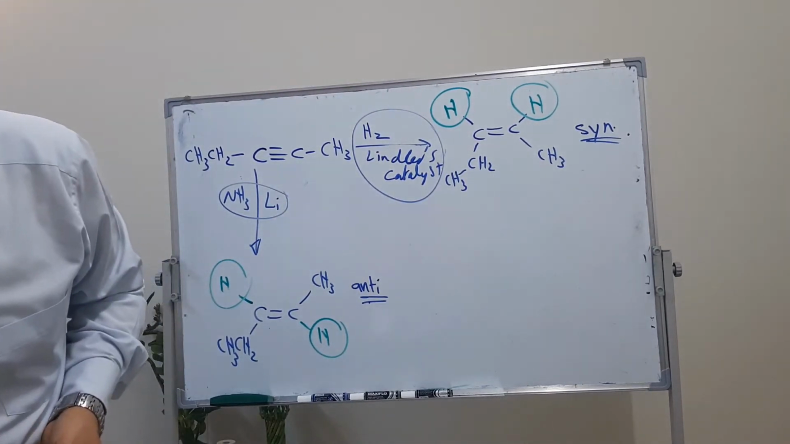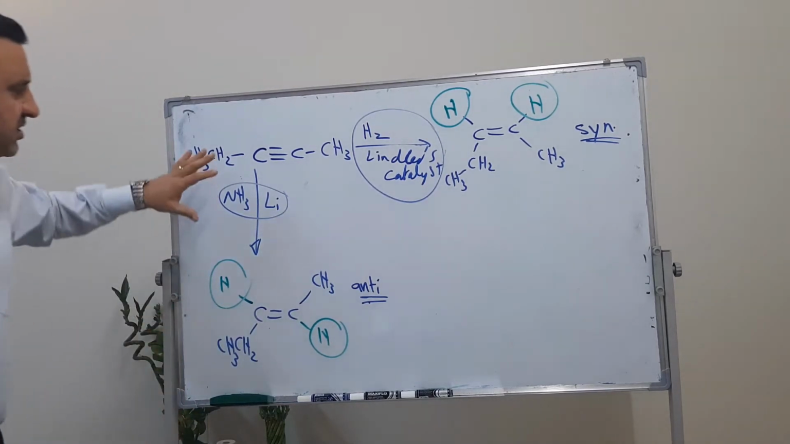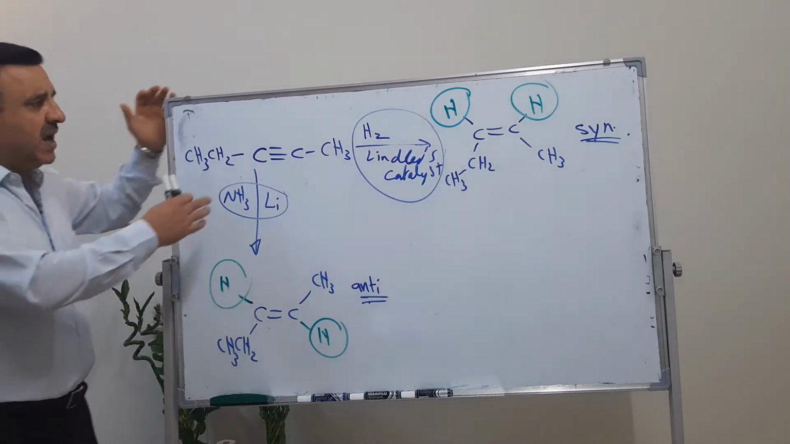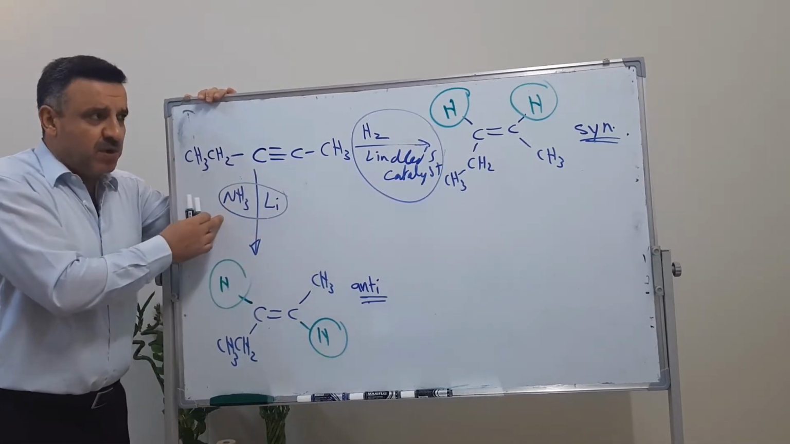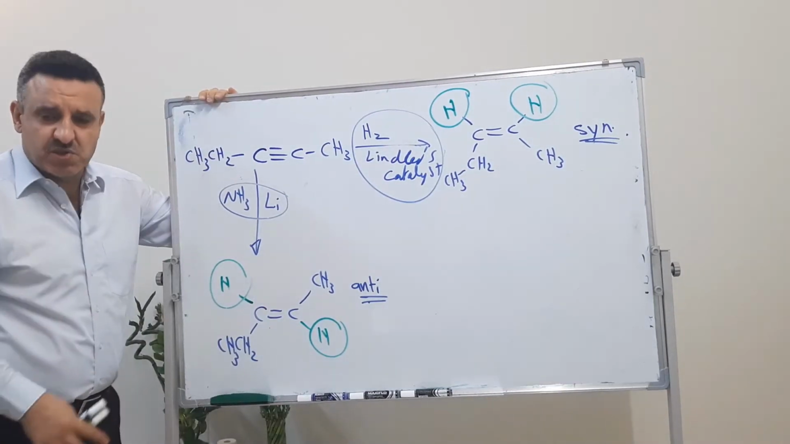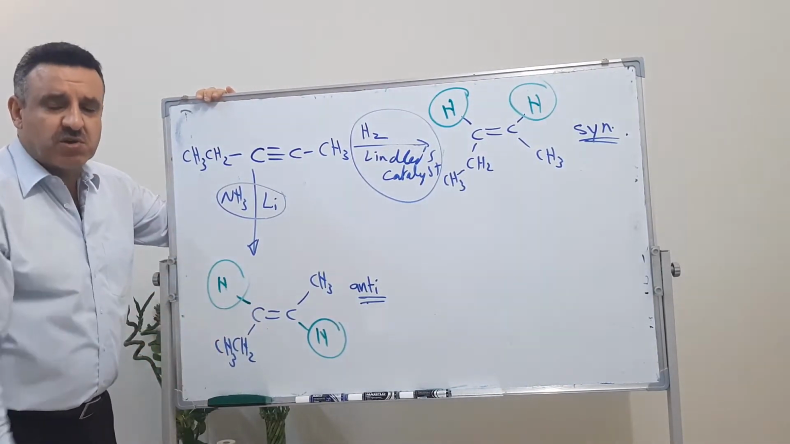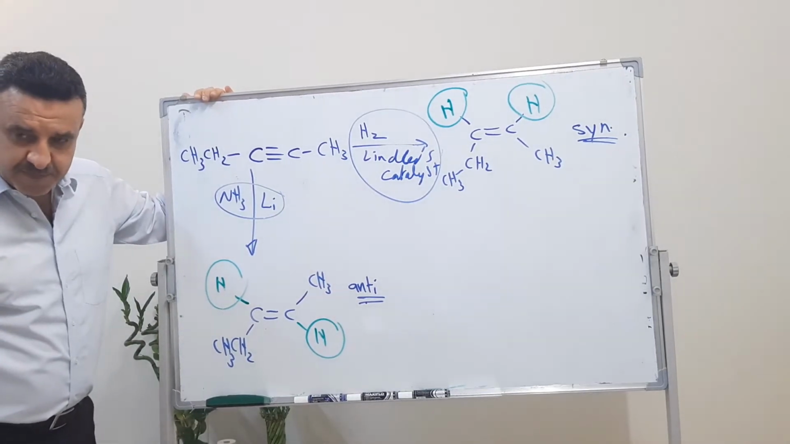This reaction is just for 1 mole? Yes, it is actually. So this is by default, when we allow this to react with lithium and ammonia, that means we are going to add only 1 mole. This reaction will not continue, in other words, to the corresponding alkane. Do you follow me?